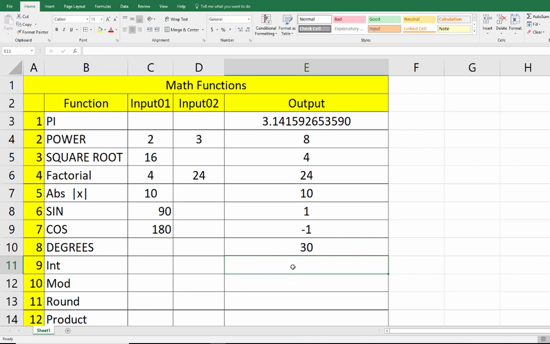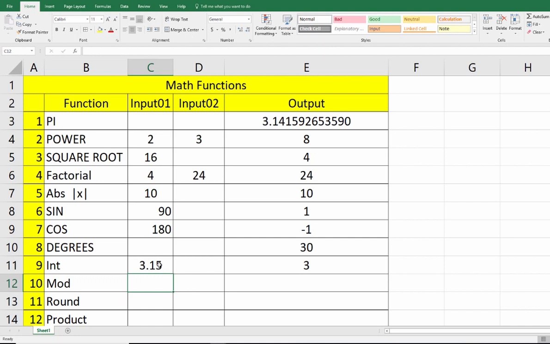Let's continue with INT. Everyone knows what an integer is. The integer value is just the part without the decimal. I'm going to write INT, select the number and press enter. Let's say I write 3, it will tell me 3. But if I write 3.15, it will tell me 3 too, because the integer value is the 3.